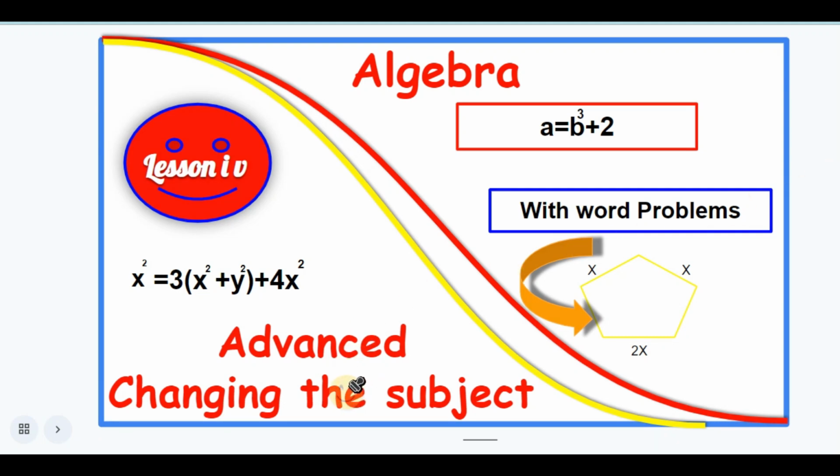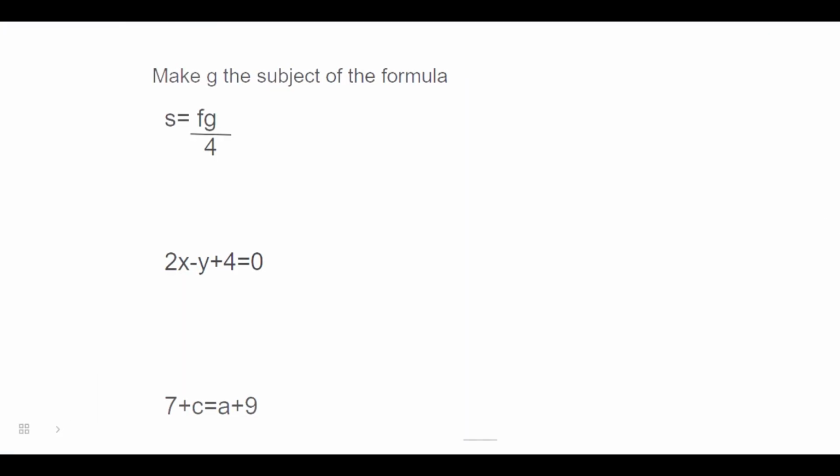In the last class we learned changing the subject, but in this lesson we are going to learn advanced changing the subject. Okay, so let's start with a quick recap of our last lesson. Here we go. So here is a question in front of you: S equals fg divided by 4. You need to make g the subject of this formula. It means you need to make g all alone on one side, right?